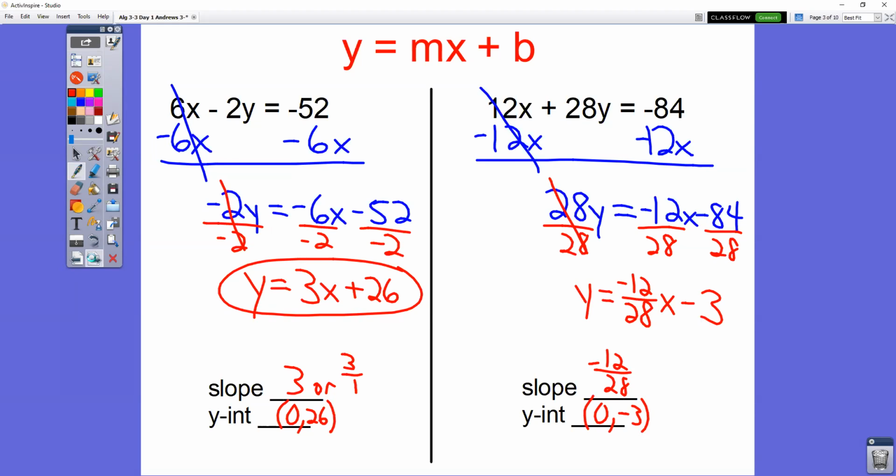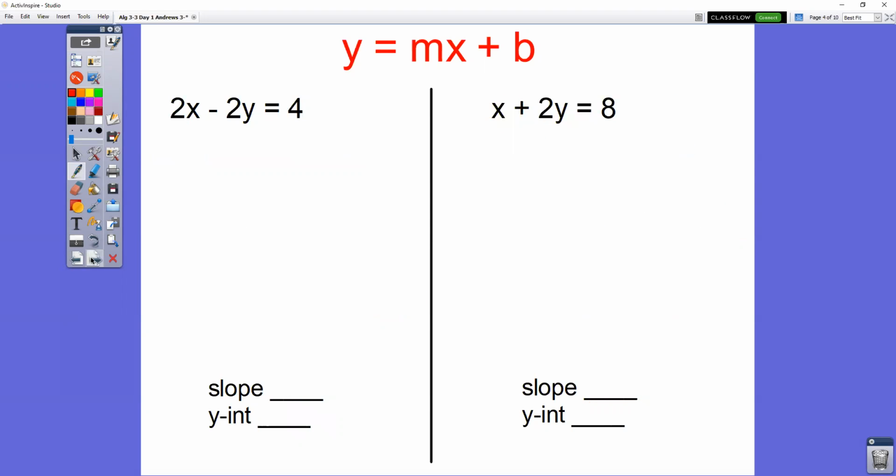Let's take a look at the next two. Now, these next two, something weird happens in both of these problems. So I'm going to do these. Something weird happens, so just watch. In this one, we want to try and get that negative 2y all by itself. So we want to do minus 2x and minus 2x.